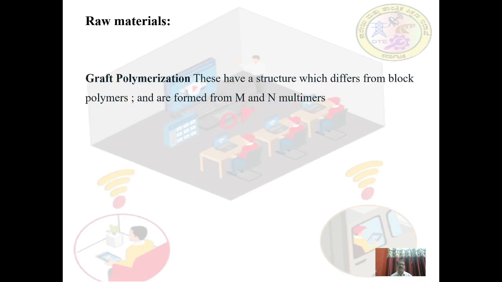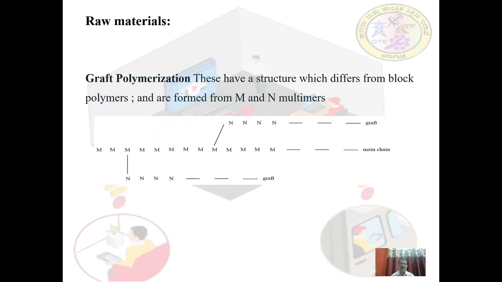Next, you see the graft polymerization. These have a structure which differs from block polymerization and are formed from M and N multimers. The structure is grafted or branched. The branch of the polymer of N monomer is added to the main chain at different positions. So these are grafted or branched polymerization processes.